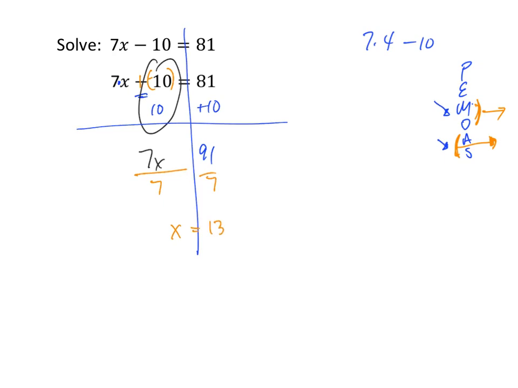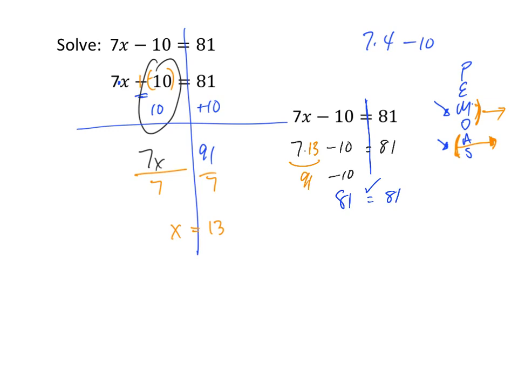And then if I want to check it, I just rewrite that equation. And now I'm going to plug that in and say, well, I have 7, and I said x was 13. So 7 times 13 minus 10. And the right side's already just 81. So 7 times 13 is 91 minus 10, which is 81. And this side's 81, so yep, that checks. Now remember, this right here that we just did, that's just the check. That tells us if we got the right answer. This is our solution.